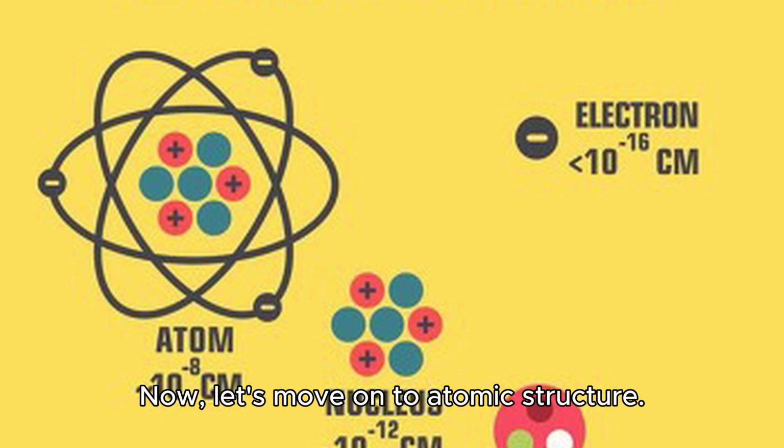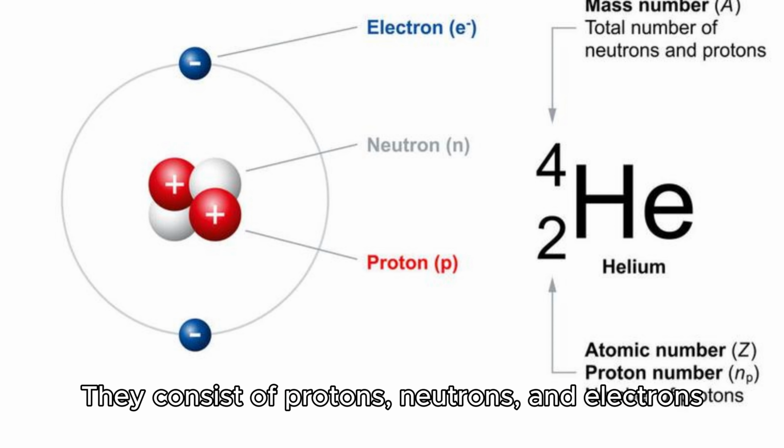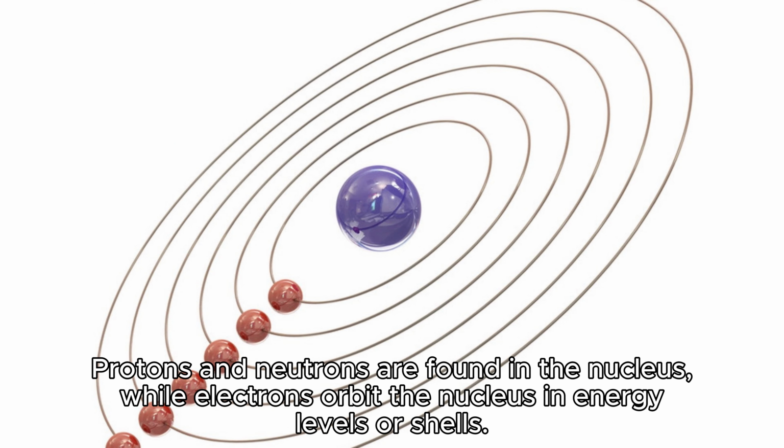Now, let's move on to atomic structure. Atoms are the building blocks of matter. They consist of protons, neutrons, and electrons. Protons and neutrons are found in the nucleus, while electrons orbit the nucleus in energy levels or shells.